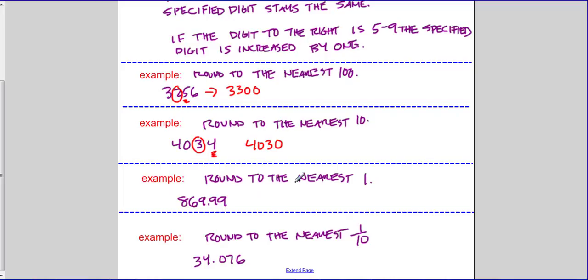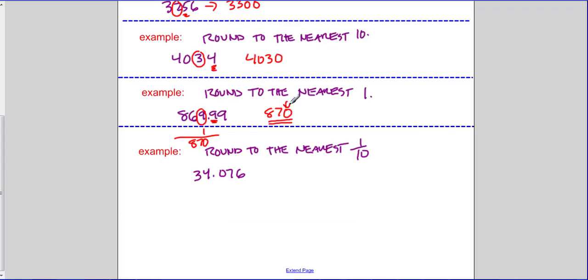So now the next example, round to the nearest 1. Well, the 1's place is the 9. I look behind it, that's a 9. Since 9 is from 5 to 9, the specified digit increases by 1, so when we add 1 to 9, it becomes a 0. So I'm adding a 1 here, so that becomes 870. And I clear everything else to the right, so this rounds to 870, because I've rounded it to the 1's place, which is right there.